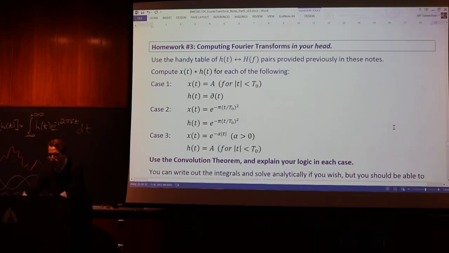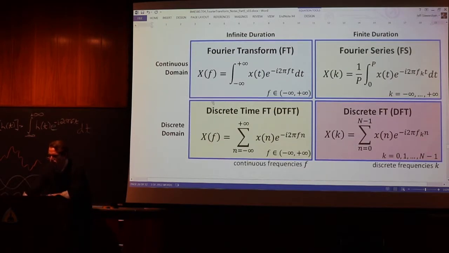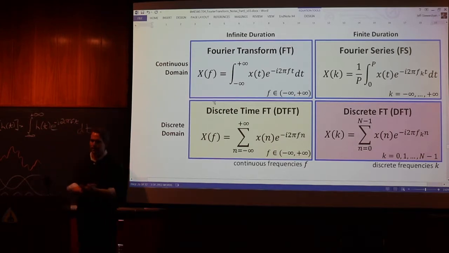Here's some examples for homework problem number 3. You do them all in your head. You can write them out if you want, but you don't have to. You can just do them in your head and explain how you found the Fourier transform of these products. I'm sorry, of these convolutions. Okay? Okay, so I'm going to just put this up there. There's a lot. And so does anybody have any questions?